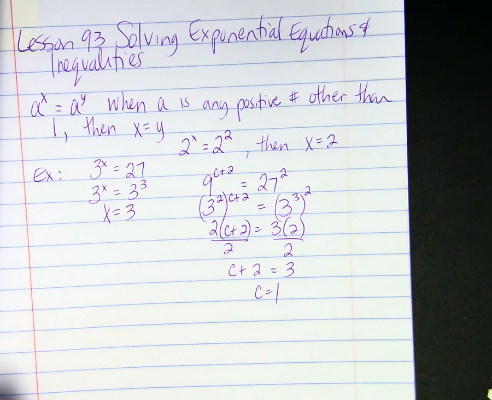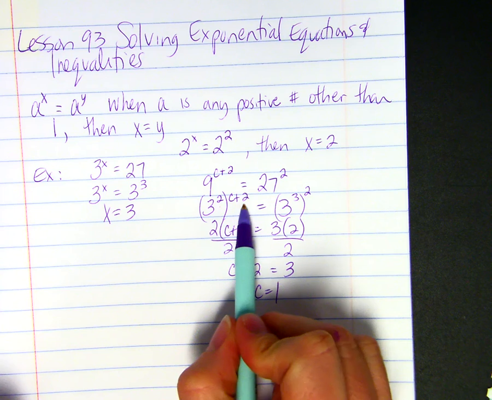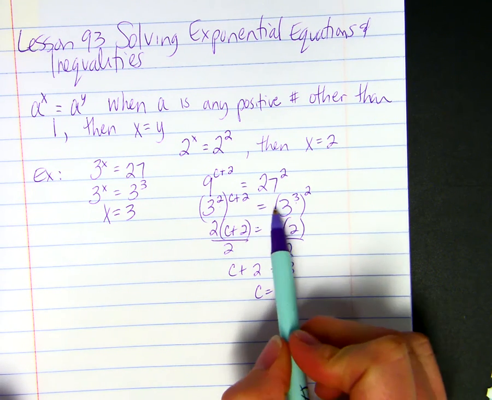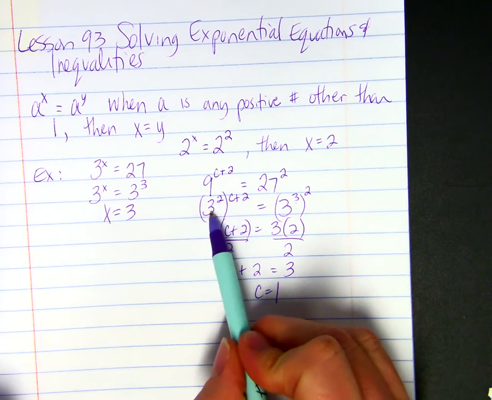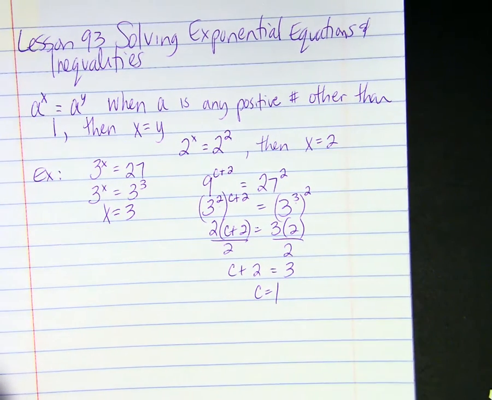Carter? I'm confused. On the second line, you have the 3 squared to the c plus 2 equals 3 cubed to the 2. I'm confused there because 27 is 3 cubed, and 9 is 3 squared. Okay, yeah.